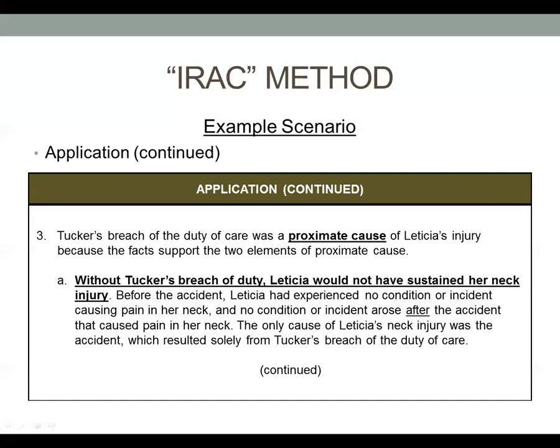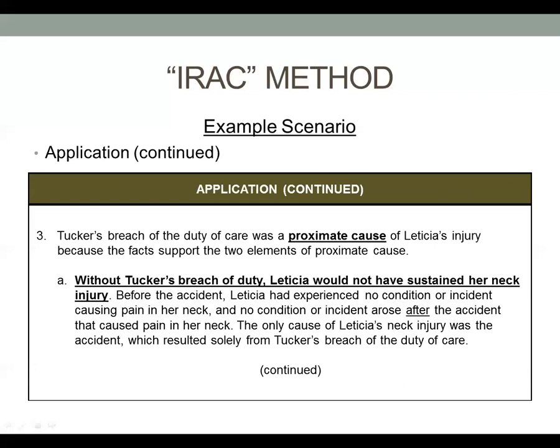So if Tucker had not breached his duty of care, the accident wouldn't have occurred and Leticia's neck injury would not have occurred. Now note that if the facts had been different, what if Leticia had experienced lots of neck problems before this accident occurred? Then there might be a different conclusion with respect to this proximate cause analysis. But as the facts are, she had never experienced any problems with her neck before, and there was no separate incident or condition after the accident that caused neck problems.